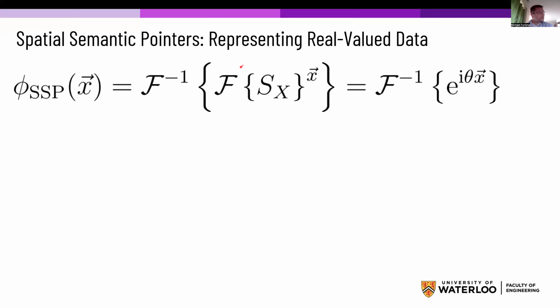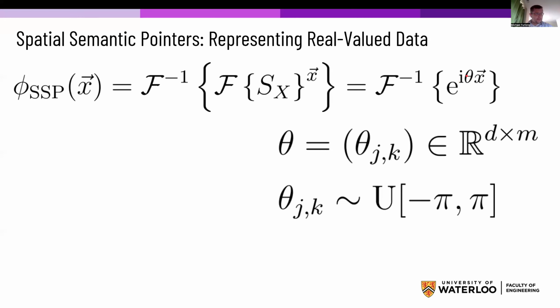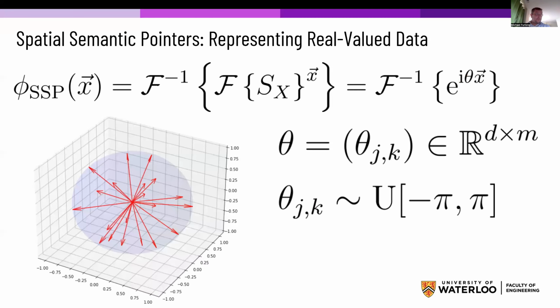But the way it works, one of the ways we can implement this, is that the Fourier transform of the axis vector ends up being a vector of complex exponentials of basically this phase matrix theta. And so theta is randomly generated, where the elements are drawn from the uniform distribution over negative pi to pi. This is predominantly the representation that I've been working with, and this, of course, has the effect of projecting these data points onto the surface of a high-dimensional sphere, represented in 3 dimensions here for visualization purposes.